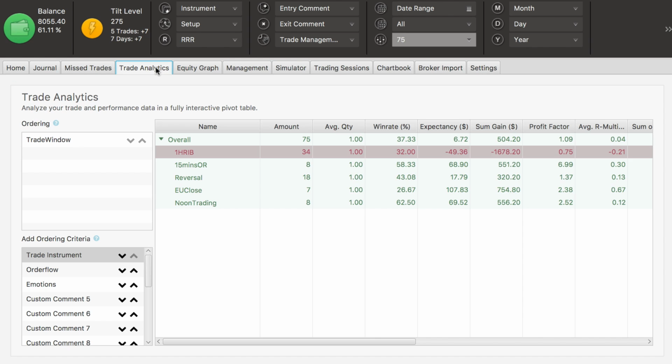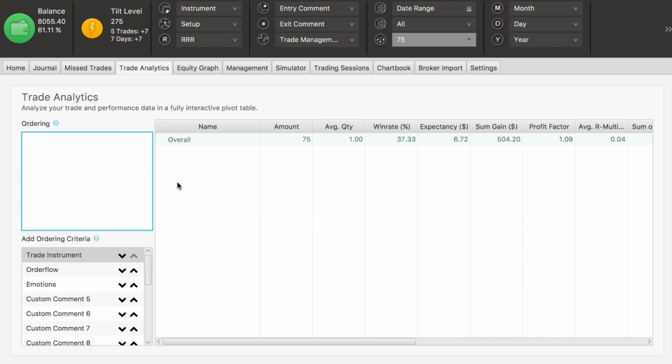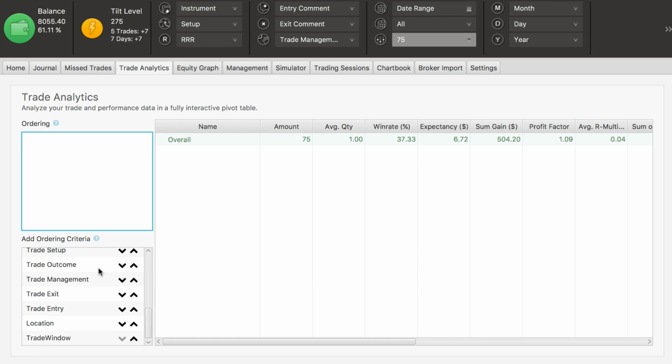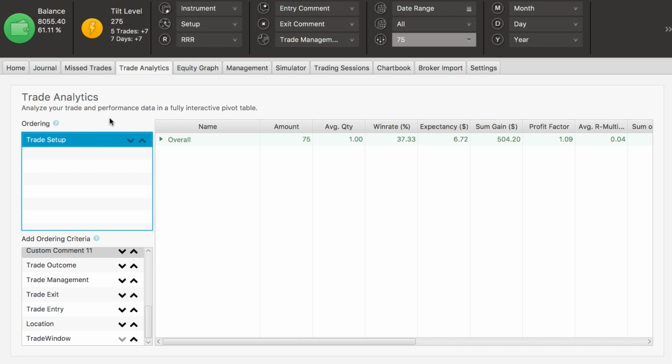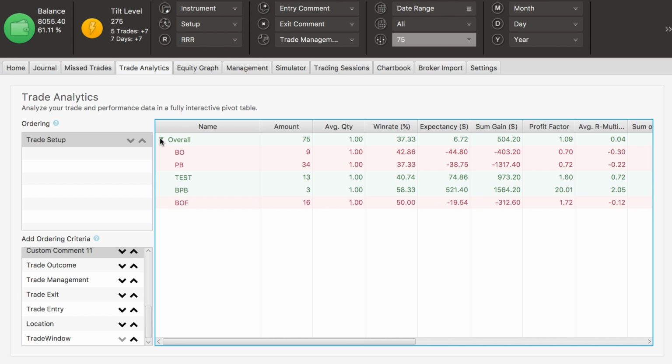So let's go to the trade analytics. And here I want to start first by analyzing the setups. I think that's always a good starting point. And what we want to do is always we look for outliers and for commonalities. So we choose the trade setup, we double click it so it comes here to the trade ordering. And when we now open this graph or this table, you can see we have now a breakdown of the different setups and the strategies.